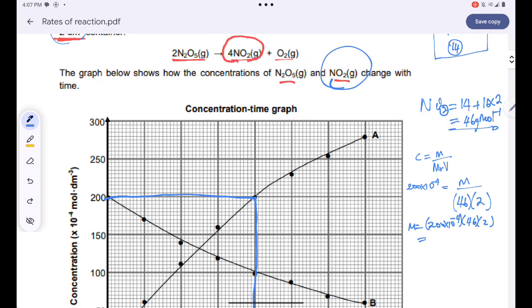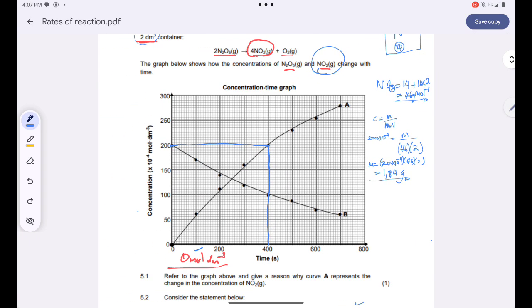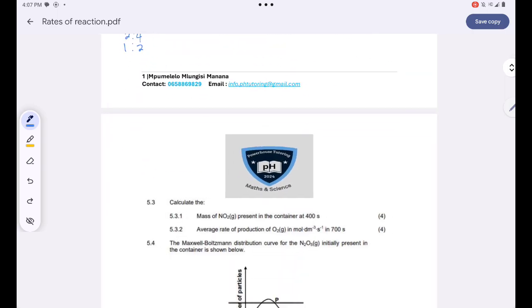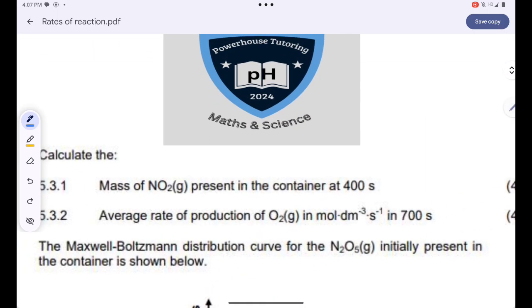That's 10 to the power negative 4 multiplied by 46 and 2. So I'll simply get an answer of 1.84 grams. So the mass of nitrogen dioxide at 400 seconds is 1.84 grams.